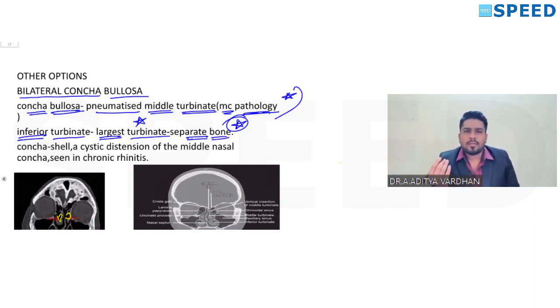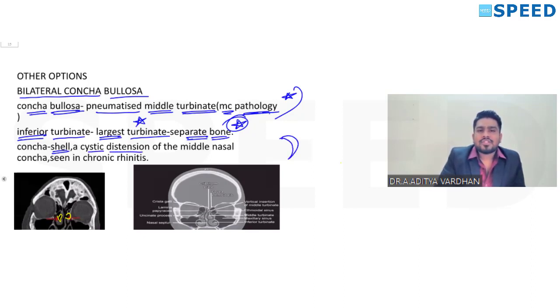Many people won't touch that. I want to say that concha in anatomical nomenclature means shell-like, seashell-like. Okay, if it is bullosa, it is a cystic distension of the middle nasal concha. Okay, where, sir, will it be seen? You are telling it is the most common pathology, so where will it be seen? In chronic cases of rhinitis, I will be able to see bilateral concha bullosa.